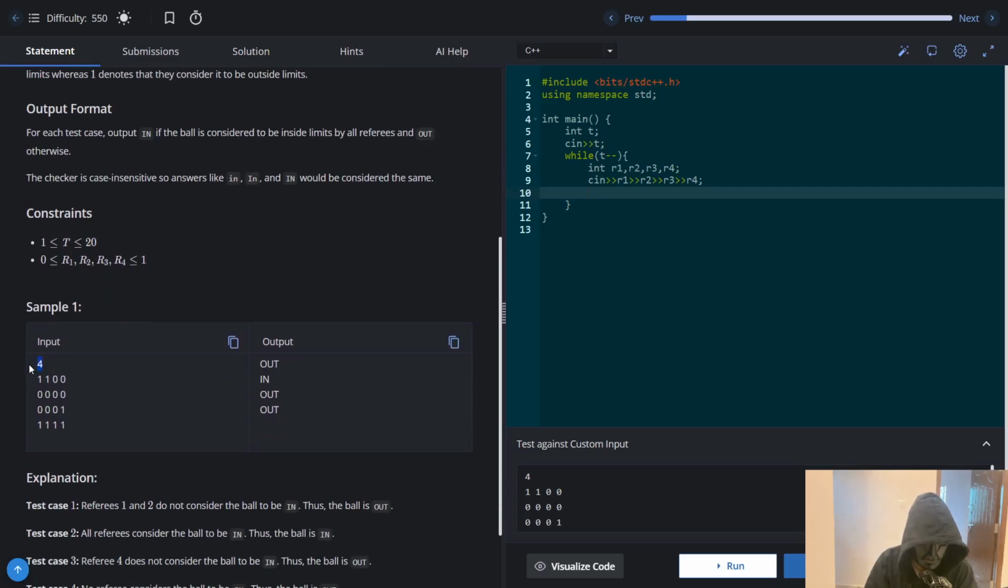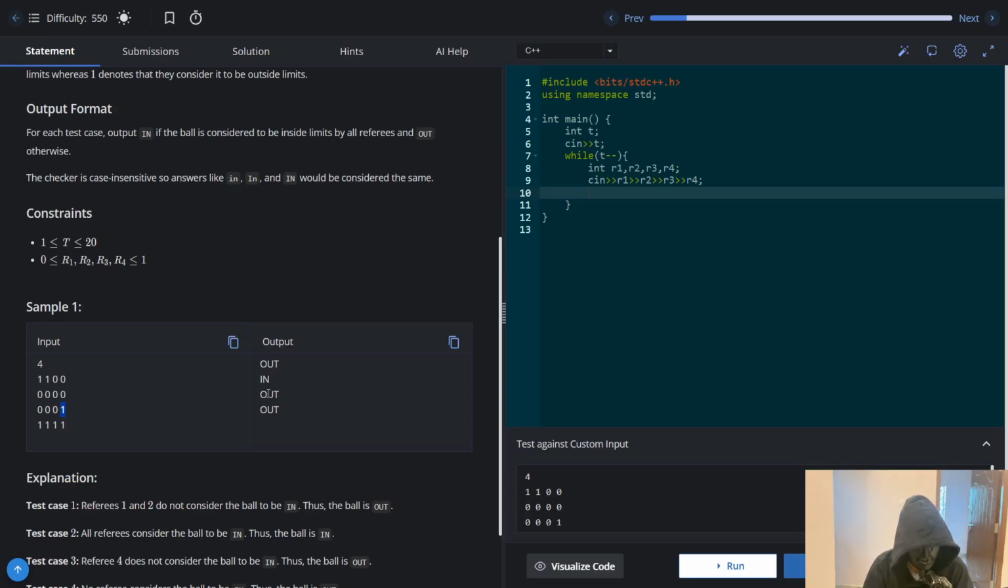In the sample, they are given test cases. In the first, the first referee says it is outside, the second says outside, the third says inside, and the fourth says the ball is inside. All four referees are not saying it is inside, so in that case we'll have to output out. In the second test case, all the referees say the ball is inside, so we'll have to return in. In the third test case, the first to third referees say it is inside, but the last referee says it is outside, which is again considered outside.